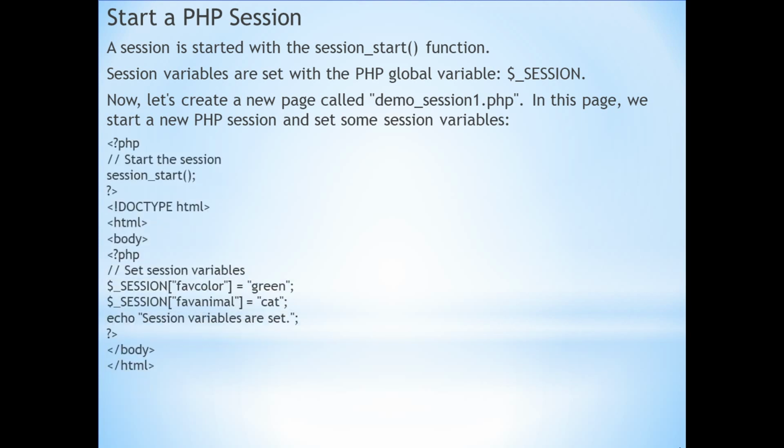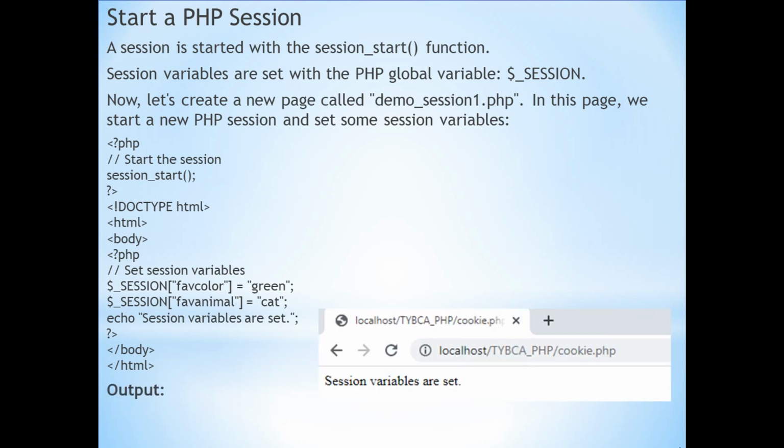So, PHP start the session. Firstly you have to write session_start, close the PHP, then doctype HTML, body, then PHP set session variables. $_SESSION favorite color is green, $_SESSION favorite animal equal to cat. Then echo printing "Session variables are set." Of course, PHP close, body close, HTML close. So what will be the output?